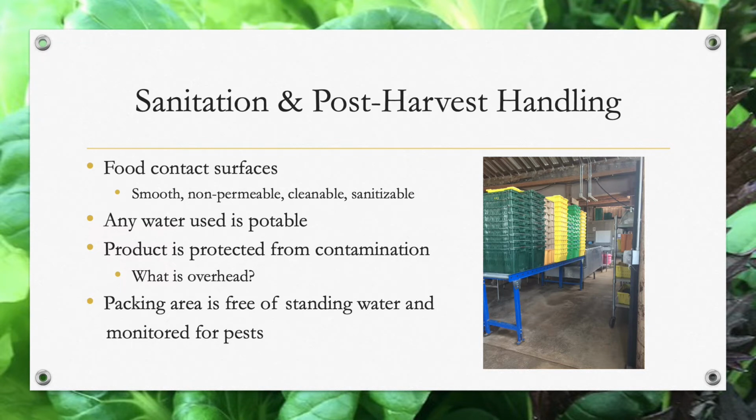You need the product to be protected from contamination. The big question is, what is overhead? Most packing areas are outside of the greenhouse. So in a pack shed type situation, you might have open rafters. That building might not be as enclosed as the greenhouse, so you could be talking about rodents. But with open rafters, the number one thing we see is birds that roost. The easiest way to prevent that is with some netting.